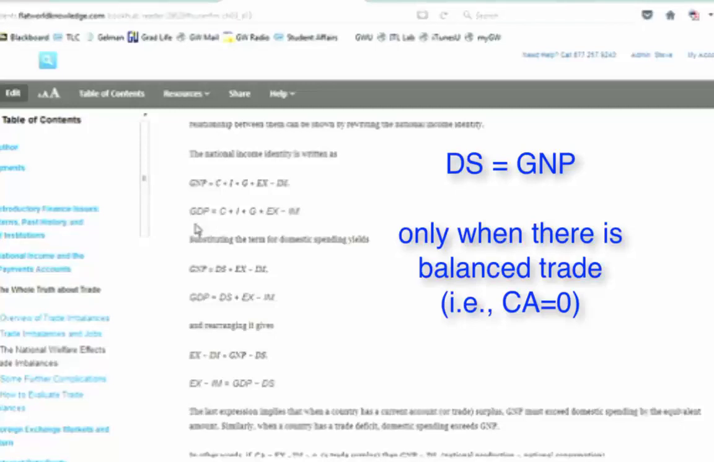If a country has a trade deficit, then this value is negative in the identity. And being negative, what's the relationship now between domestic spending and gross national product? If CA is less than zero, then domestic spending is greater than GNP. Or, to interpret this differently, consumption in the economy is greater than what we're actually producing.